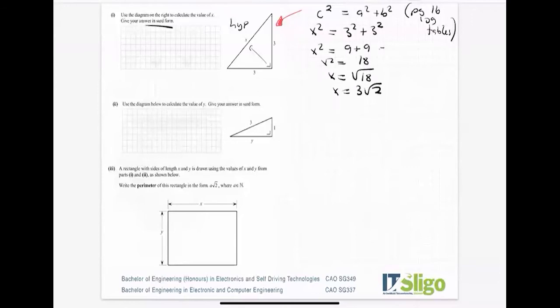Okay, so give your answer in surd form means leave it as a square root. Don't convert that to decimal. So don't do S to D on that one. Okay, so if you're doing it yourself in parts, you'll get root 18. That's perfectly fine. A simplified version of root 18 is 3 root 2. So if you put it all into your calculator in one go, you would get 3 root 2. Okay, so that's part 1 done.